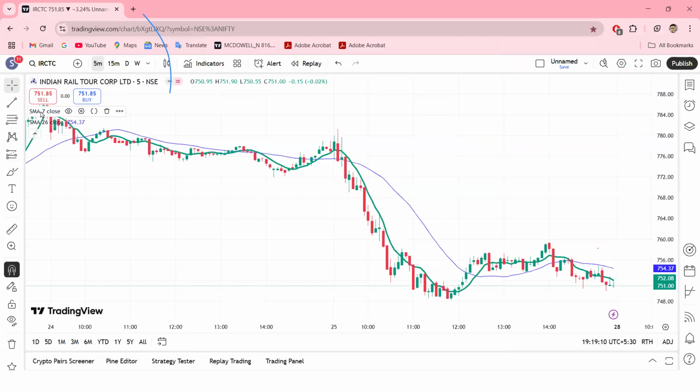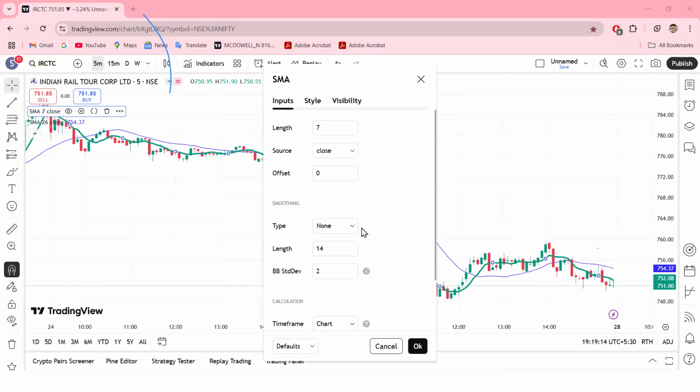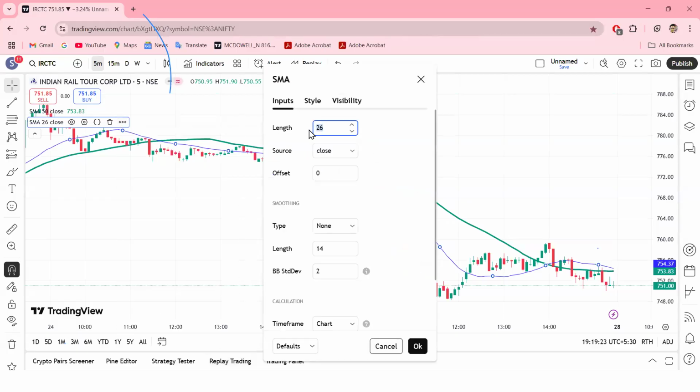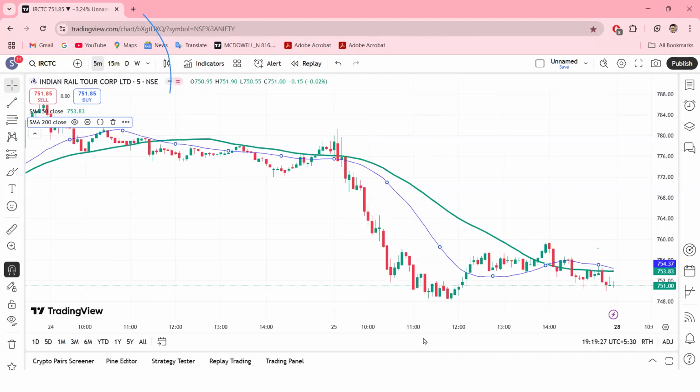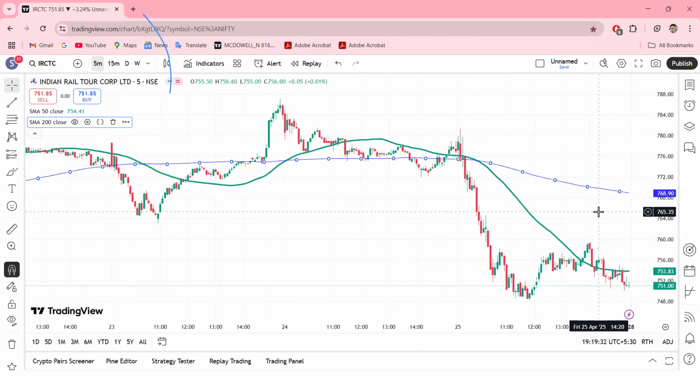You simply need to change the length. The 7 you have to change to 50, and the second length will be 200. I told you that when you increase the length, your moving average will react very slowly. See the smoothness of this line; these are reacting very slowly. Whenever your 50 and 200 are crossing like this, it is a golden crossover, and the death crossover is bad for long-term investing. Golden crossover is good for long-term investing. So apply this 50 and 200 moving average for investment purposes only.